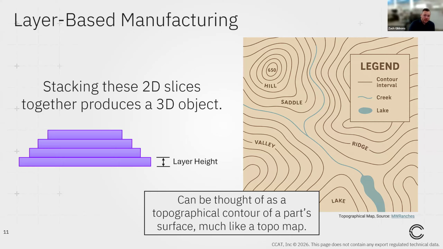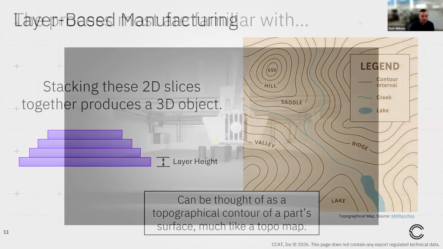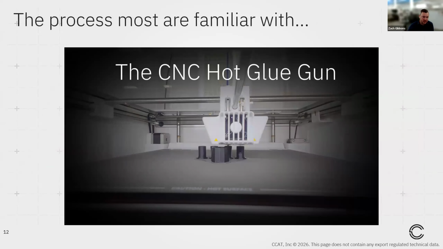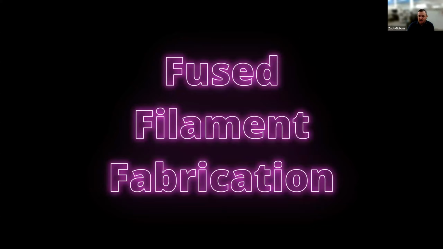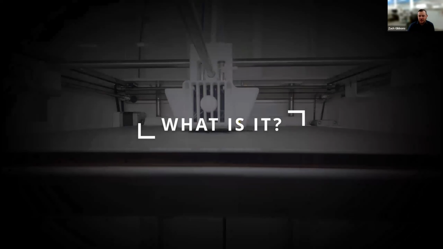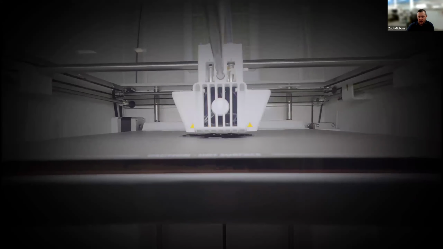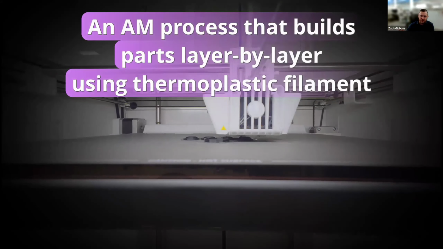So when we hear about 3D printing or think about additive manufacturing, it usually starts with the process most people are familiar with today, and that's what I affectionately call the CNC hot glue gun, aka the desktop printer. As you're going to find out, there are a lot of different names for processes. In this case, desktop printing is actually now referred to as fused filament fabrication, or triple F. And again, this is an AM process.